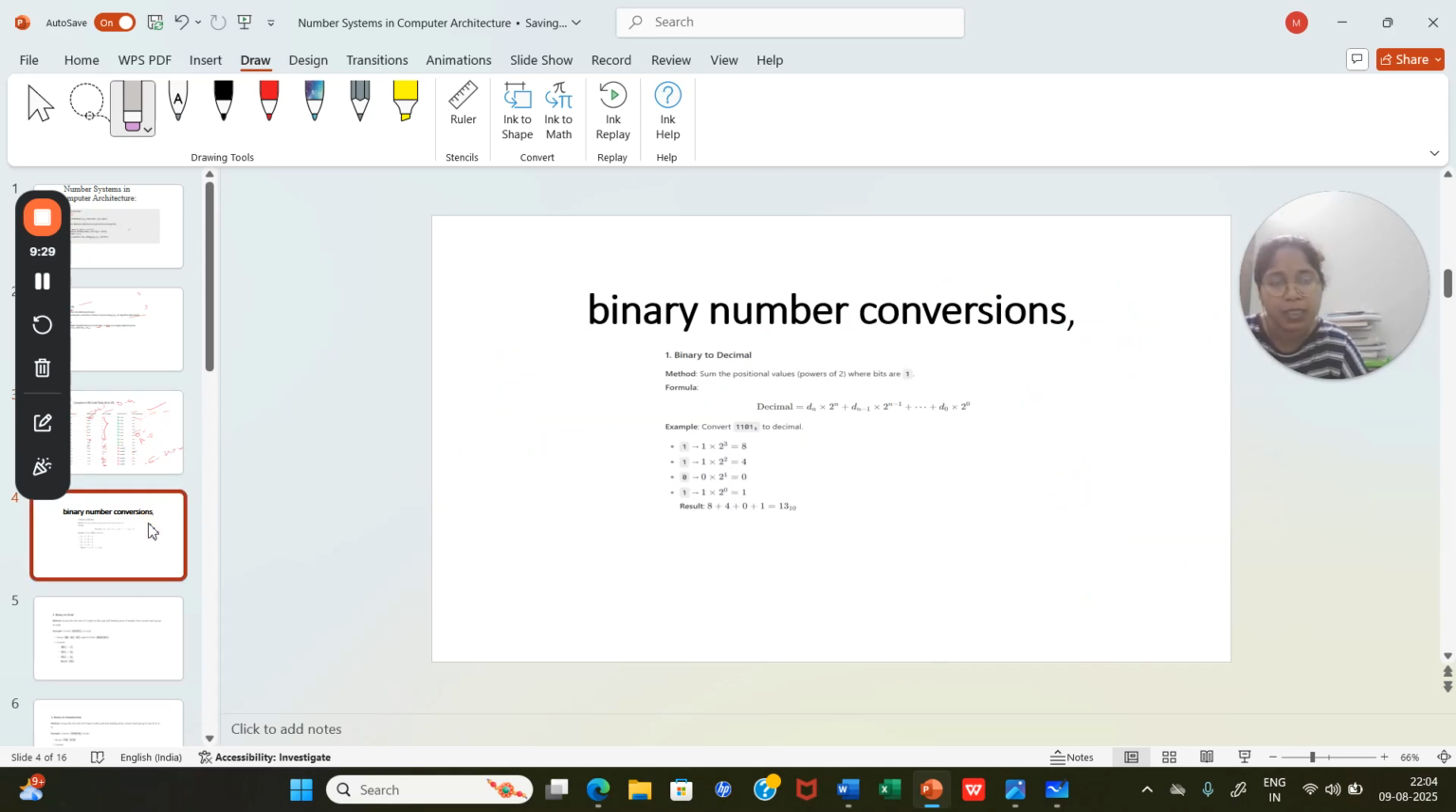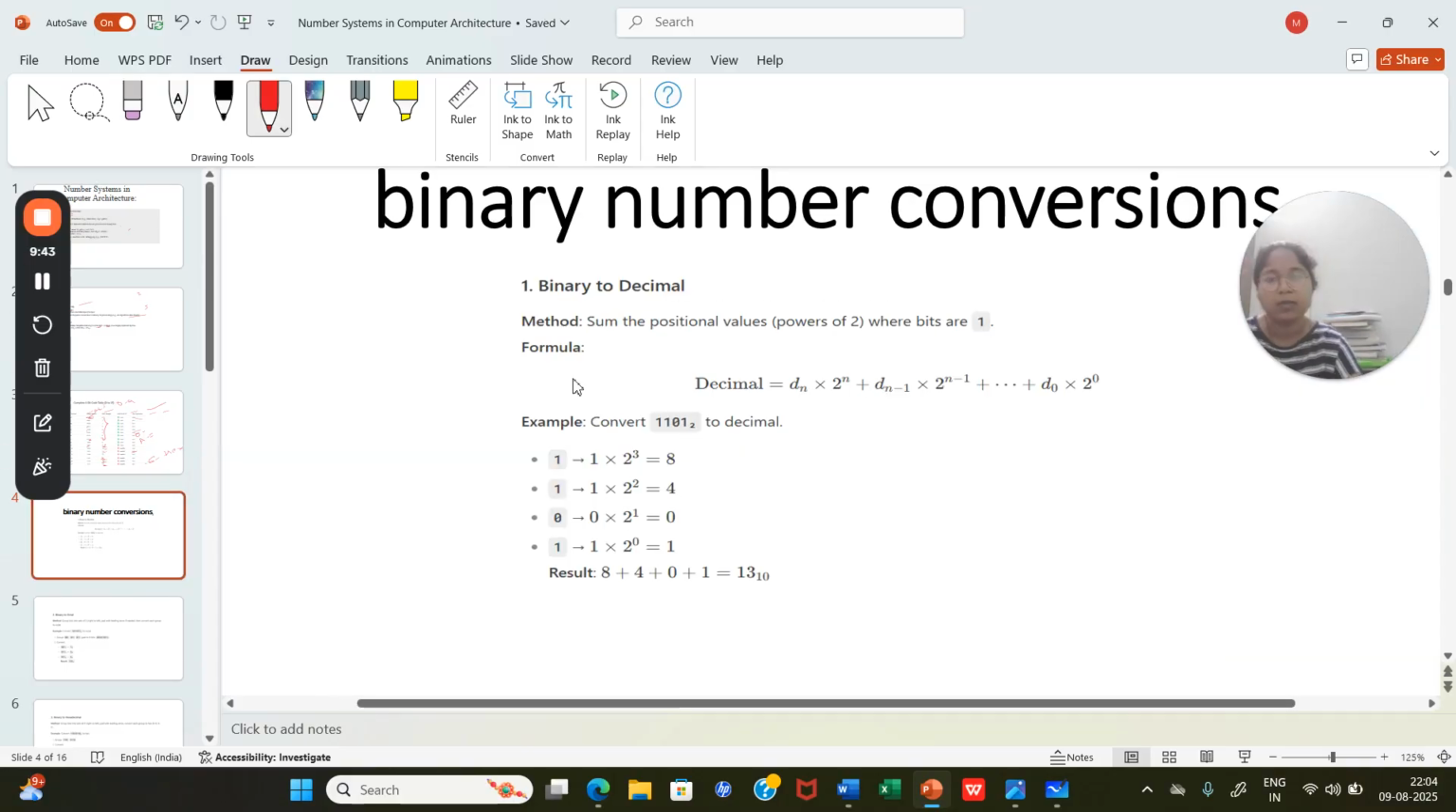Okay, we'll talk about binary number conversions. A binary number has only two digits, that is 0 and 1. While learning about the types of numbers, we discussed that binary numbers have two digits, 0 or 1. The base of the binary number is 2. To convert, we take the sum of the position values, the powers of 2, where the bits are 1.